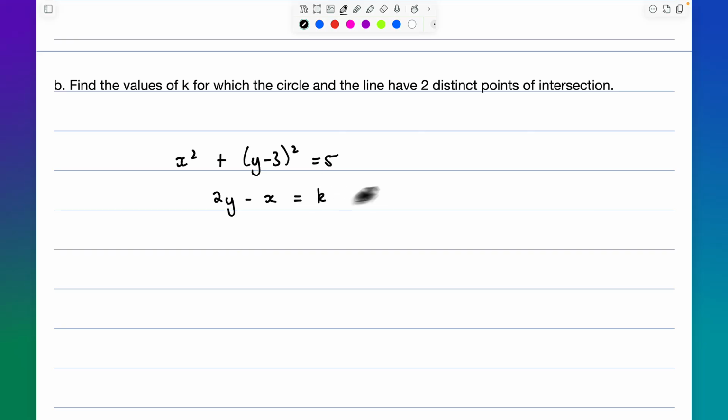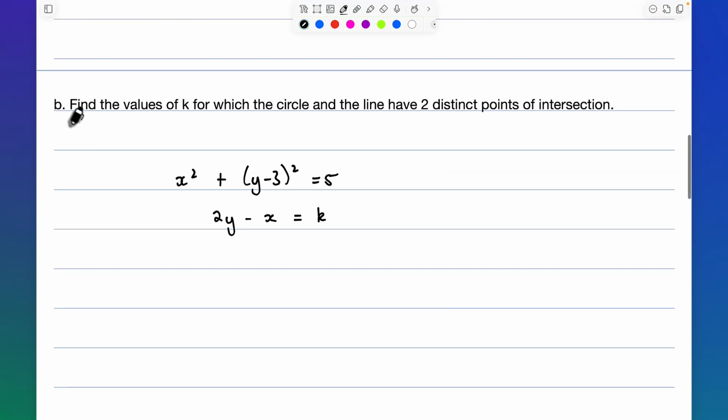So this is a straight line, right? It's just that we have moved around the x's and the y's, but it does still follow the equation y is equal to mx plus c. So we have a straight line and we have a circle. So the question says find the values of k, this constant value over here, for which the circle and the line have two distinct points of intersection.